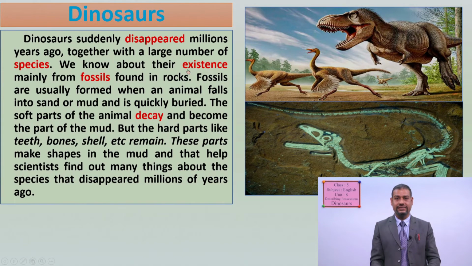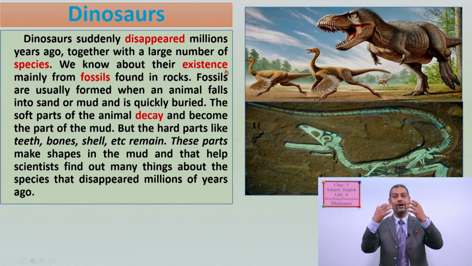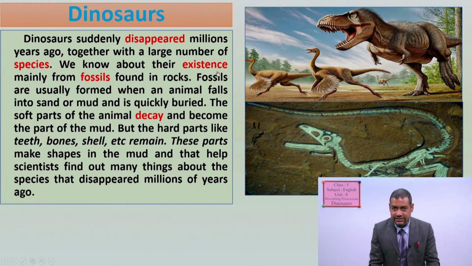Now another word we have. First, spell it. E-X-I-S-T-E-N-C-E, existence. So pronounce it once again, existence. Okay? Once again, existence. Now, one more time, existence. Very good.